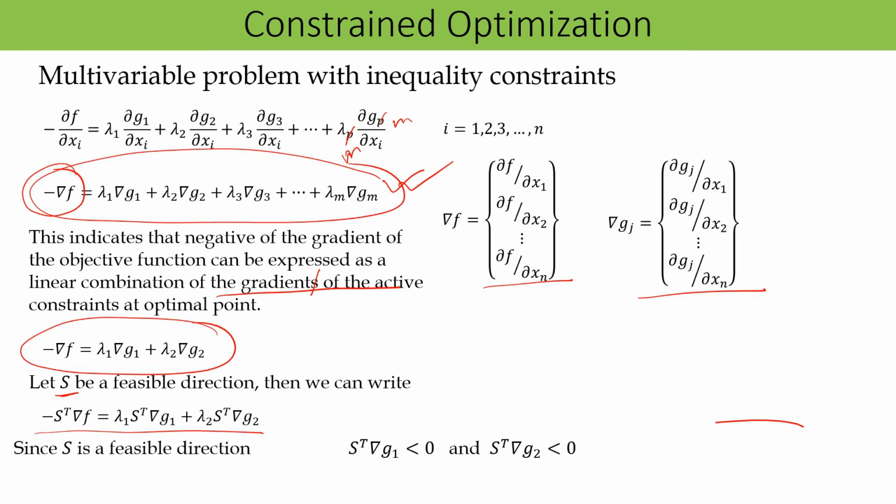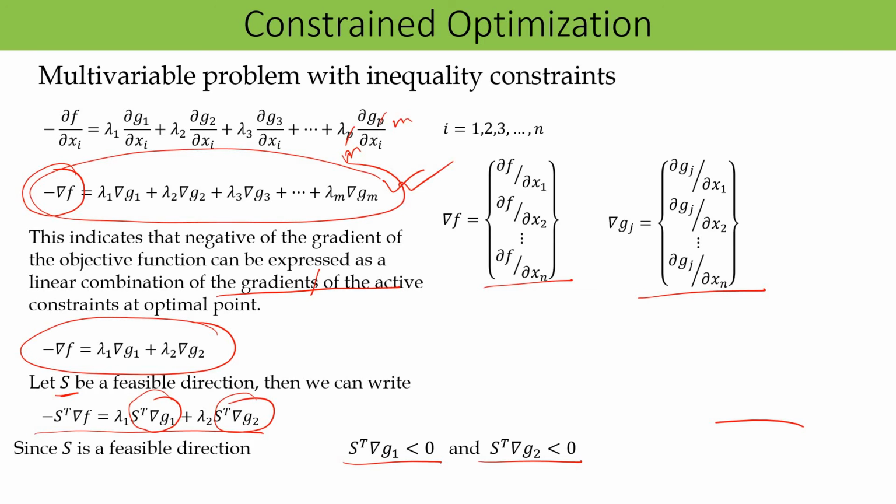Since s is a feasible direction, it means you are going in a direction where the function value is reducing. So in that case, s transpose del f should be less than 0, because s is a feasible direction. I hope this is clear. Therefore the terms s transpose del g1 and s transpose del g2 should be less than or equal to 0.